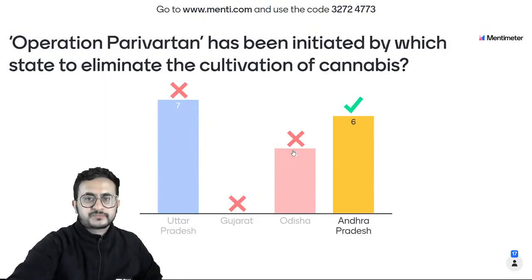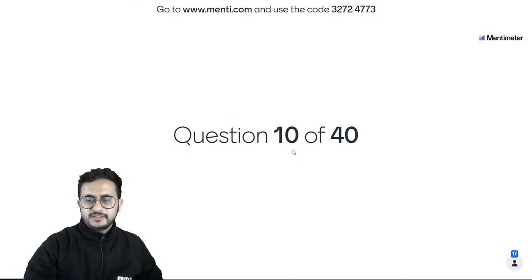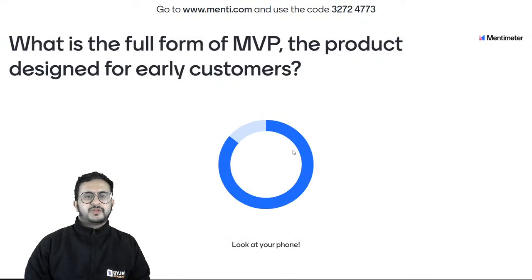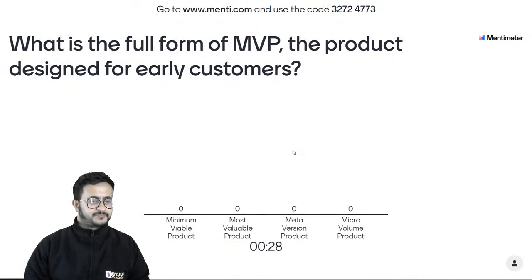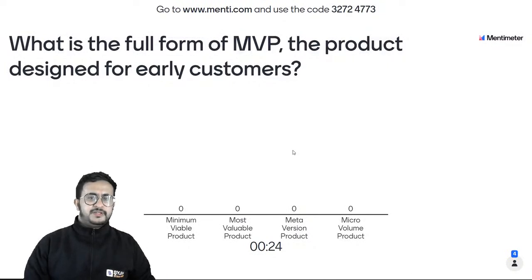Well, let's look at the 10th question, and after this we shall have a look at the leaderboard. What is the full form of MVP? The product designed for early customers. This is from I&E, Innovation and Entrepreneurship. Minimum viable product, most valuable product, meta version product, micro volume product. MVP.